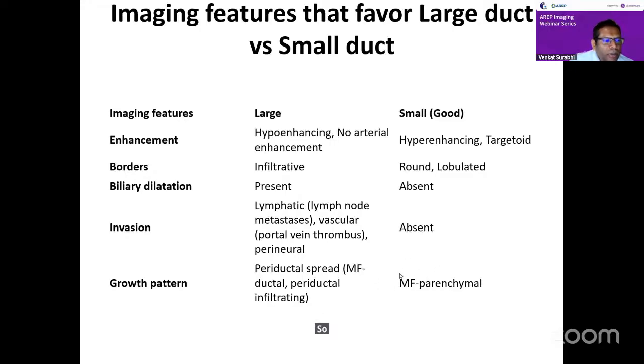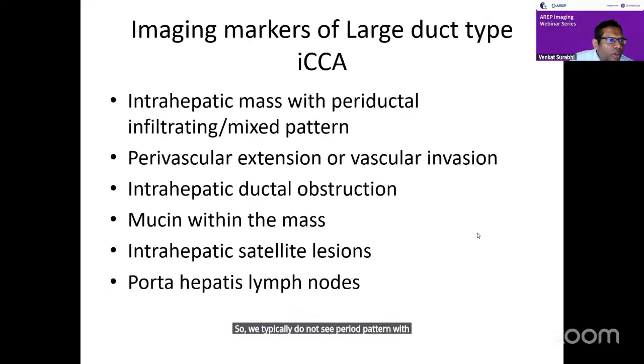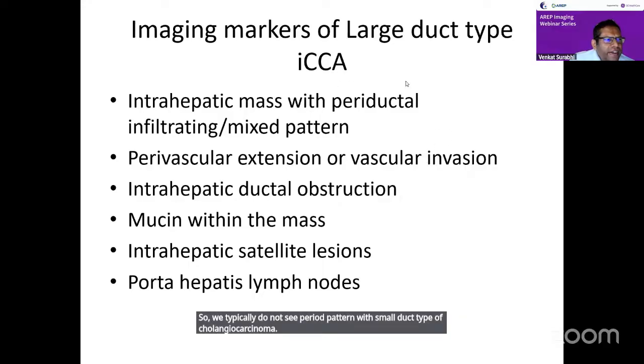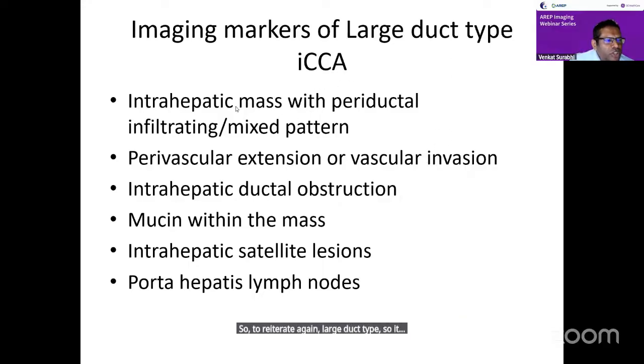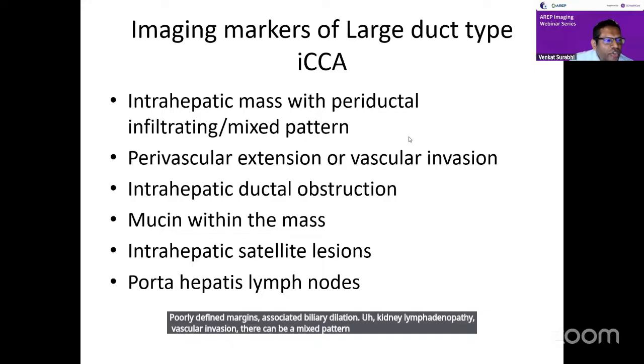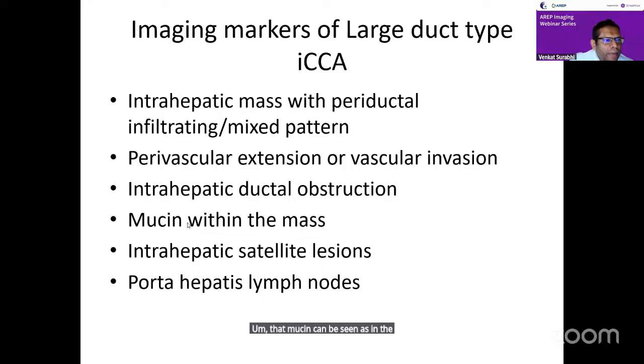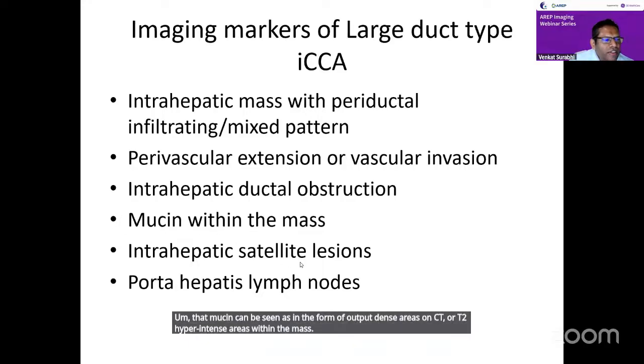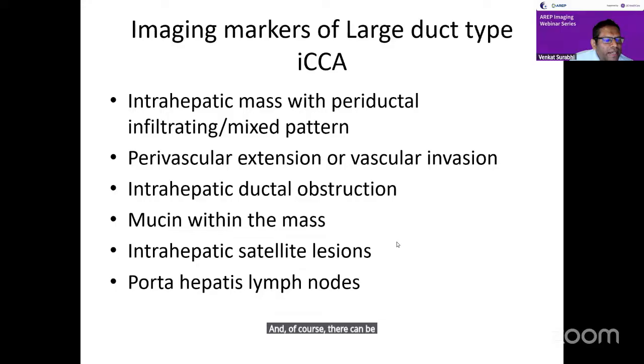So we typically do not see periductal growth pattern with small duct type of cholangiocarcinoma. To reiterate again, large duct type presents with large intrahepatic mass with poorly defined margins, associated biliary dilation, can see lymphadenopathy, vascular invasion. There can be a mixed pattern with periductal infiltration. The mucin can be seen in the form of hypodense areas on CT or T2 hyperintense areas within the mass. And of course, there can be intrahepatic metastatic lesions.